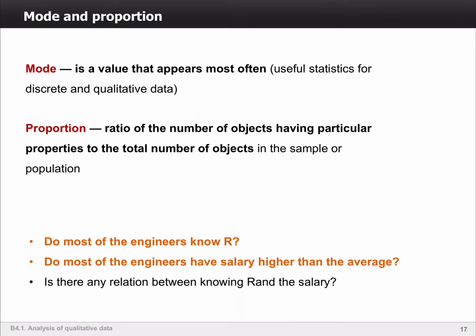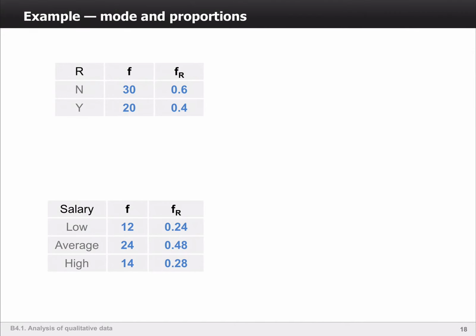Do most of the engineers know R? And do most of the engineers have a salary higher than the average? So these are the statistics that we have used before. These are frequency tables, and we already know that the relative frequencies correspond to the proportions. That's what we see here. So the proportion for engineers who don't know R is 60%, and the proportion of the engineers who know R is 40%. Then in this case we can also calculate the mode, and the mode will be the category N, meaning that that's the category with the biggest amount of values.